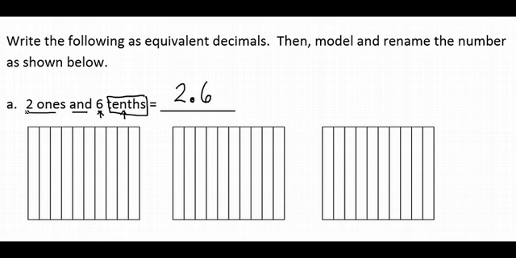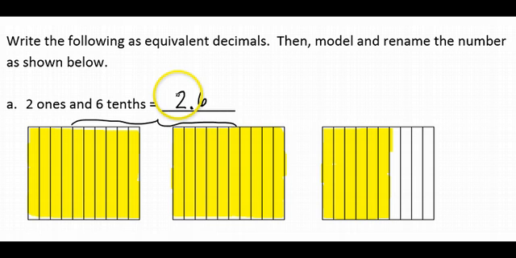Now I need to shade in my models to show 2 and 6/10. Well, like I said, the 2 represents 2 wholes, so I'm going to shade in both of the first squares. That will give me 2 wholes. The 6 refers to 6/10, or 6 out of 10. That means I'm going to shade in 6 sections on the last model to show the 6/10. And here I have a model that shows 2 and 6/10. These 2 squares are my 2 whole numbers, and this part of the third square represents 6/10.